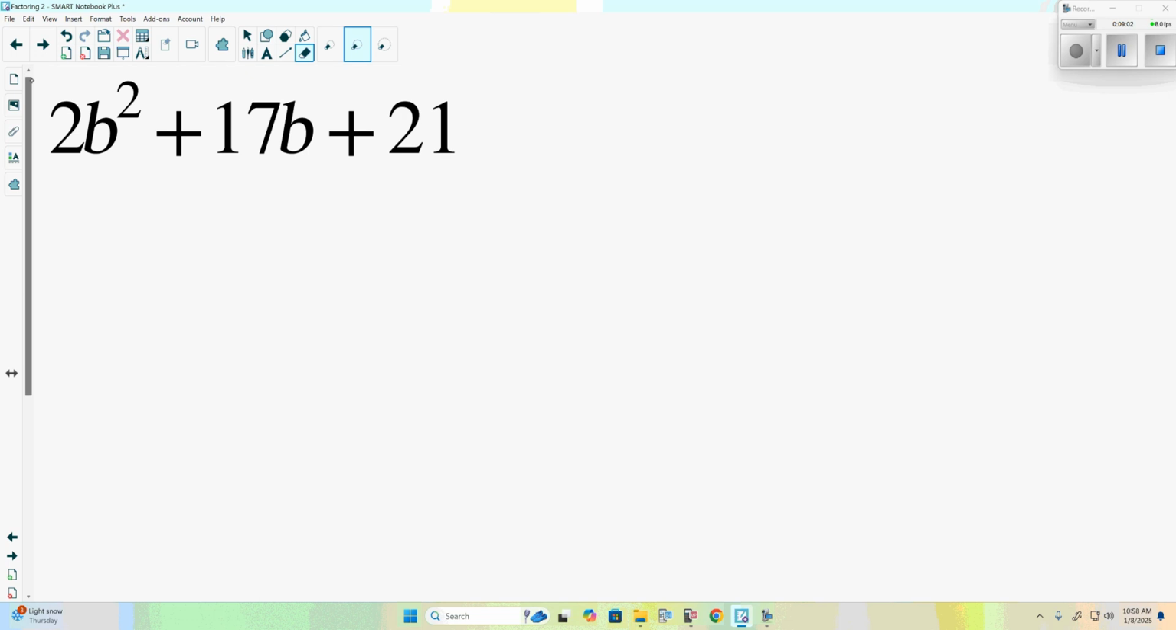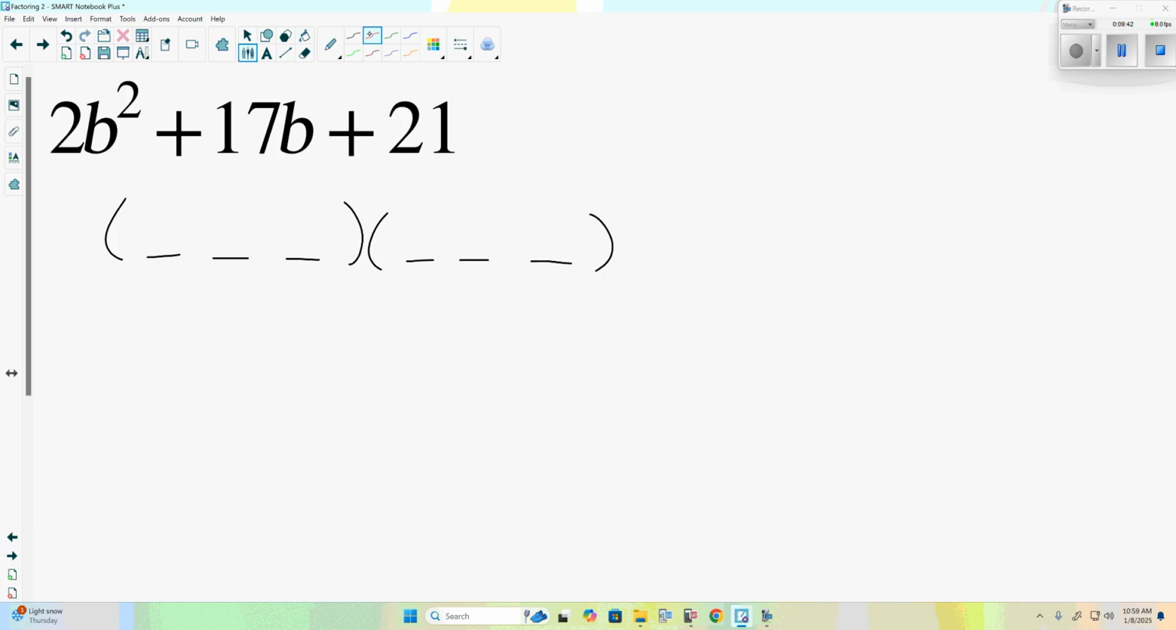Let's look at this next one here. 2b squared plus 17b plus 21. Looking at these three terms, is there a greatest common factor between them? No. Since there's no greatest common factor between these three terms, we'll have our two sets of parentheses with 3 spaces.